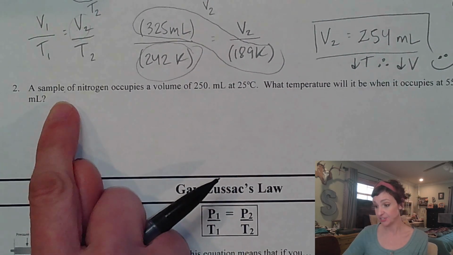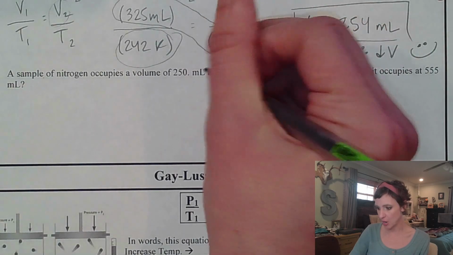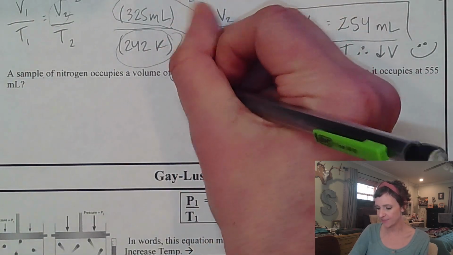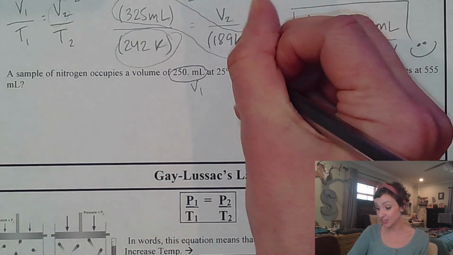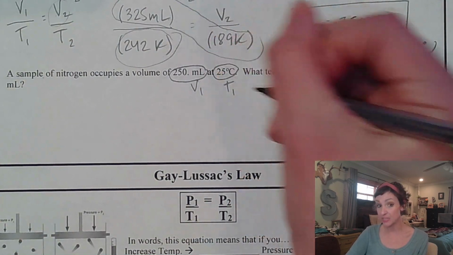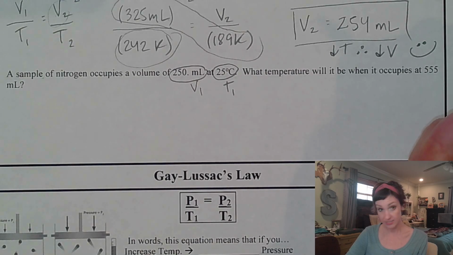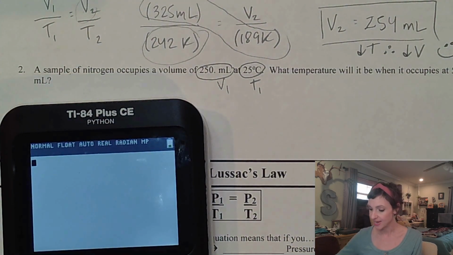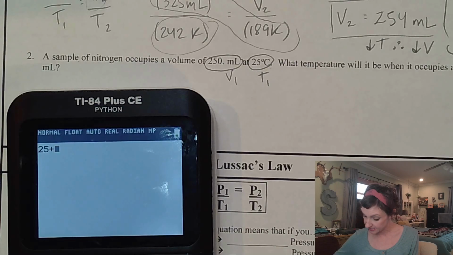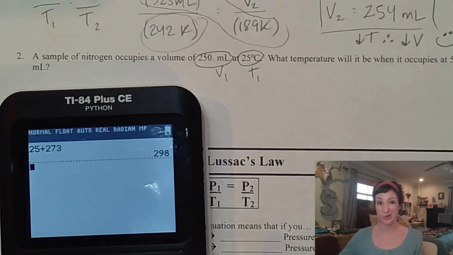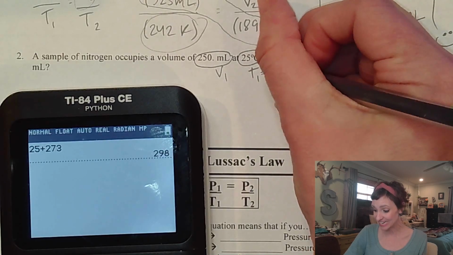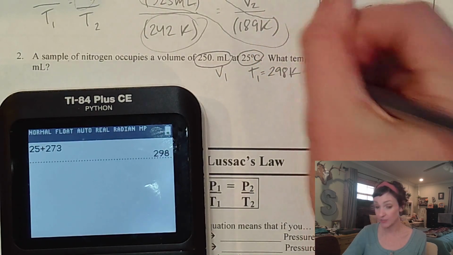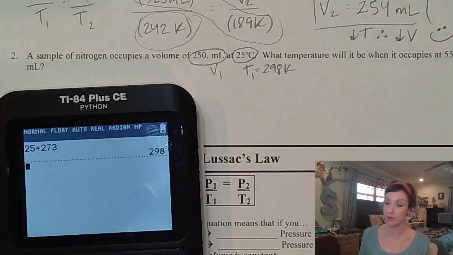It says a sample of nitrogen occupies a volume of 250 milliliters. I have a first volume. At 25 degrees Celsius, I have a first temperature, but stop right here. Celsius. We cannot use Celsius for our gas law problems. We need to immediately grab our calculator, and I like to do it right now so I don't forget. I need to add 273 to that 25. So 25 plus 273 equals 298 Kelvin. So my T1 is technically 298 Kelvin. So that's what I'll be plugging in when I get ready for my equation.